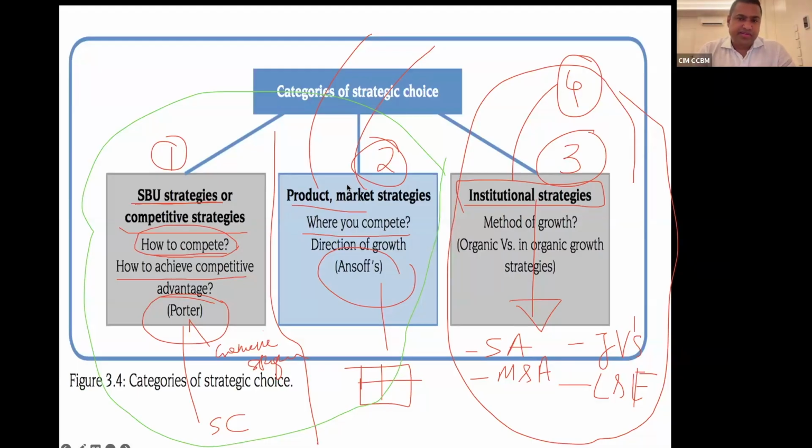But institutional strategies are, can we buy a competitor? Acquisitions. Whom can we merge with? Whom can we have a strategic alliance with? How can we have a joint venture with someone? Can we license and franchise and grow really fast? So these are fairly senior board level C-suite decisions.